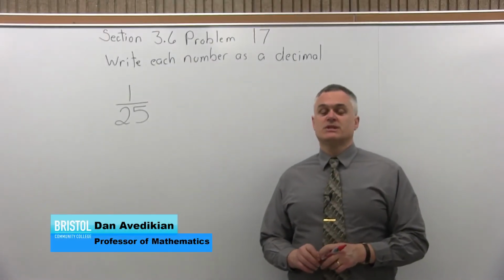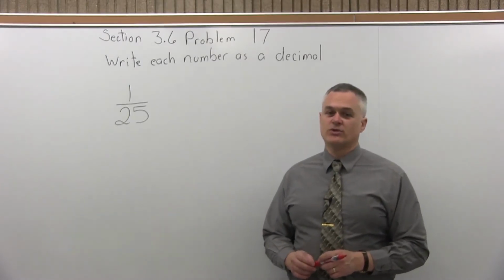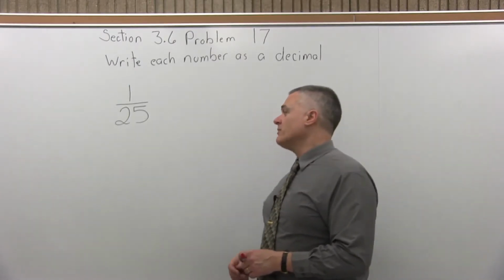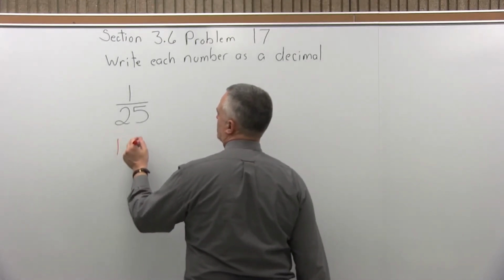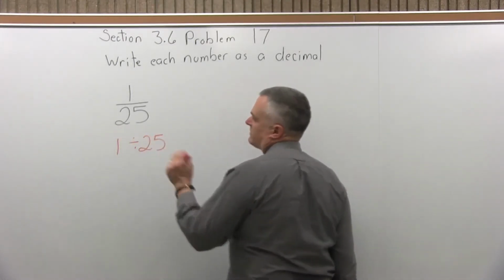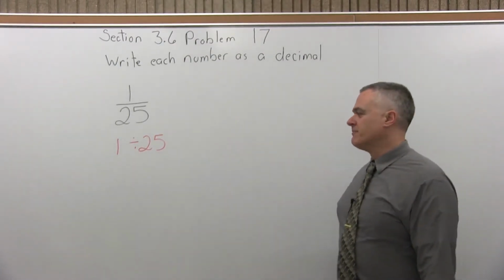This is Section 3.6, Problem 17. It says write the number as a decimal, and we have 1/25. So, to convert a fraction to a decimal, if you can use your calculator, just divide the numerator by the denominator. 1 divided by 25, you'll get the answer right away.